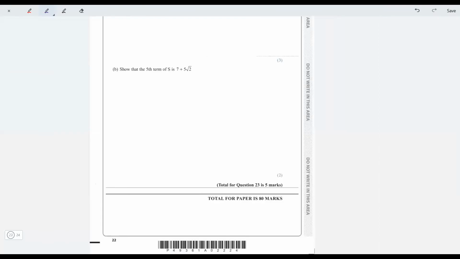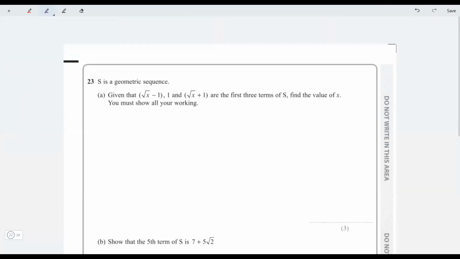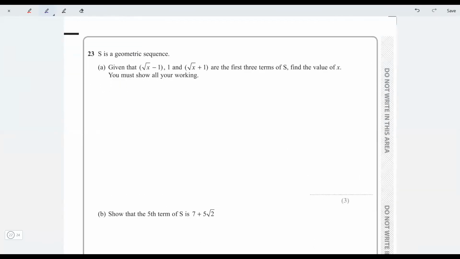Next question, which is the last question of this paper. We've got a geometric sequence. That means to get from one term to another term, you have to multiply. So we've got 3 terms and we have to work out the value of x. First term, square root x minus 1. Second term, 1. Third term, square root x add 1.